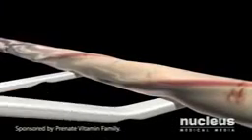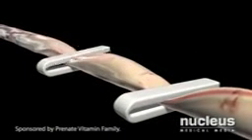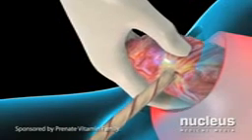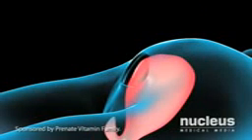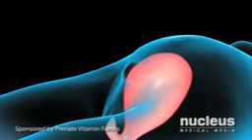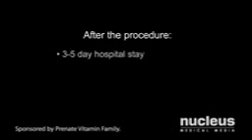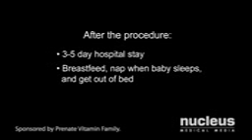Your doctor will then clamp and cut the umbilical cord, gently remove the placenta, and tightly suture your uterus and abdomen. This typically takes about 45 minutes. The hospital stay after a cesarean section is usually 3 to 5 days. During this time, you will be encouraged to breastfeed, nap when the baby sleeps, and get out of bed often.